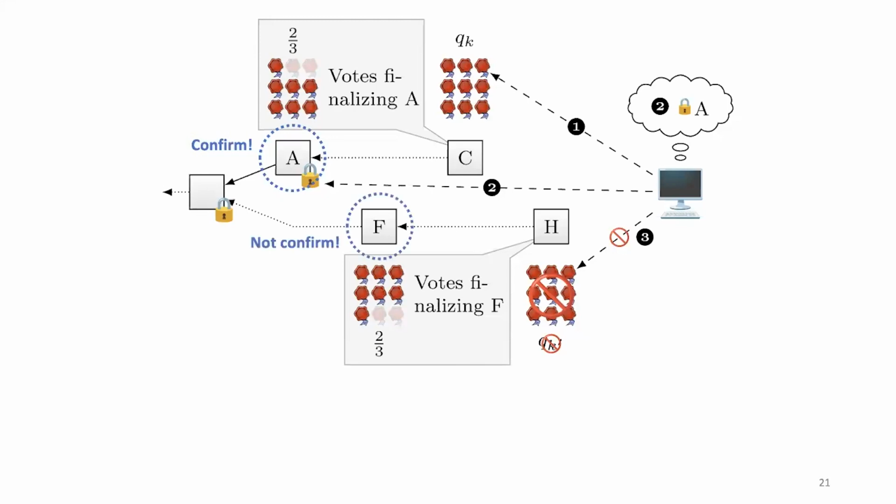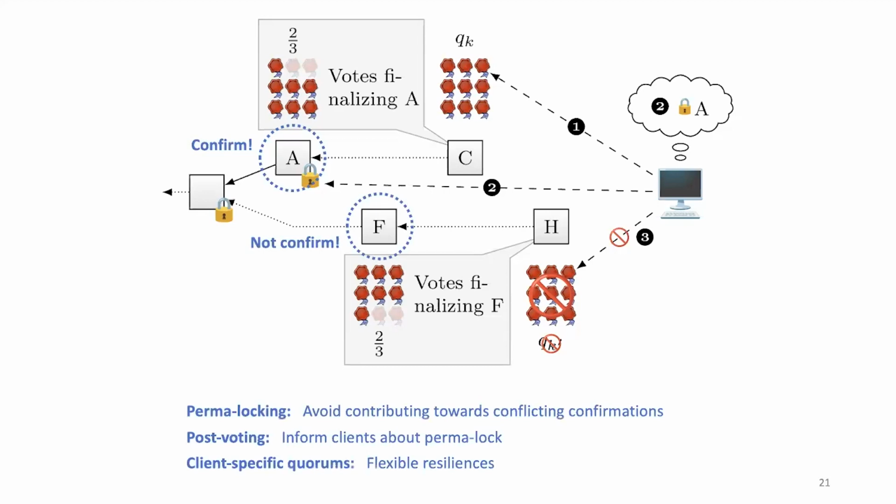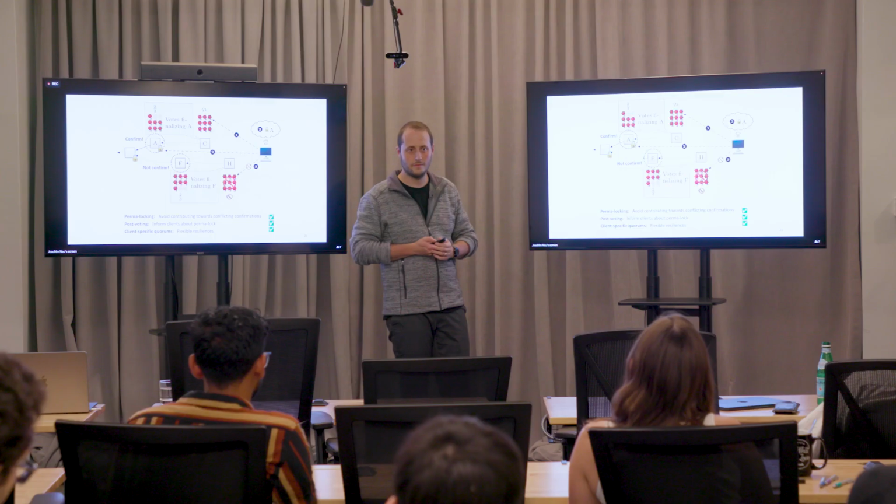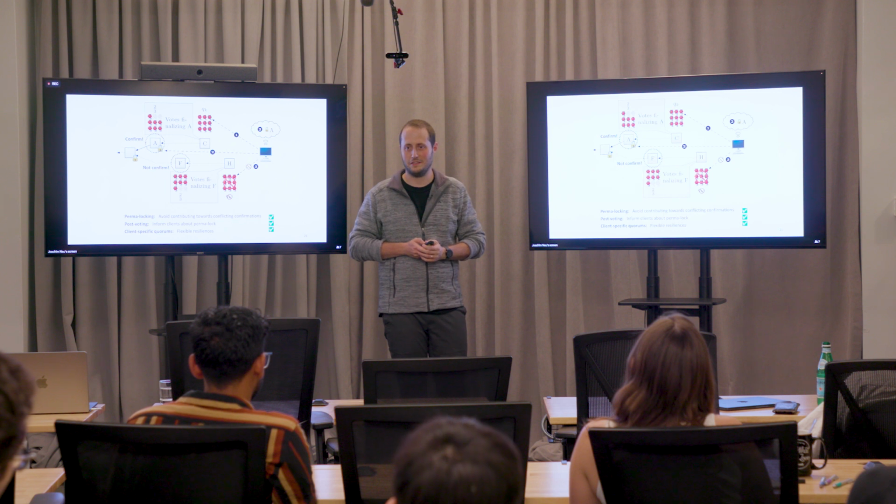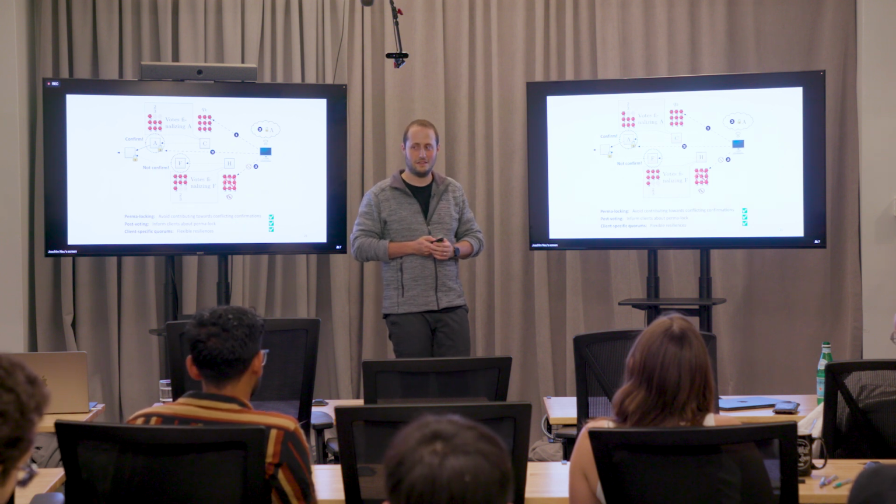So we're safe, basically. So yeah, the two ingredients here, right? We have the client-specific quorums that enable the flexible resiliences. You've seen where they come from, right? Here, these QK. Post-voting helps us inform clients about what perma-locks replicas have adopted. And perma-locking is this mechanism to make sure that replicas would not vote for two conflicting confirmations. All right. Any more questions about this? Otherwise, I'll come to experiments.